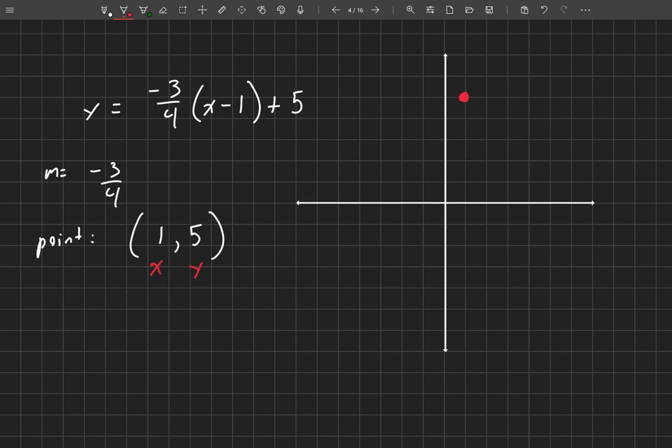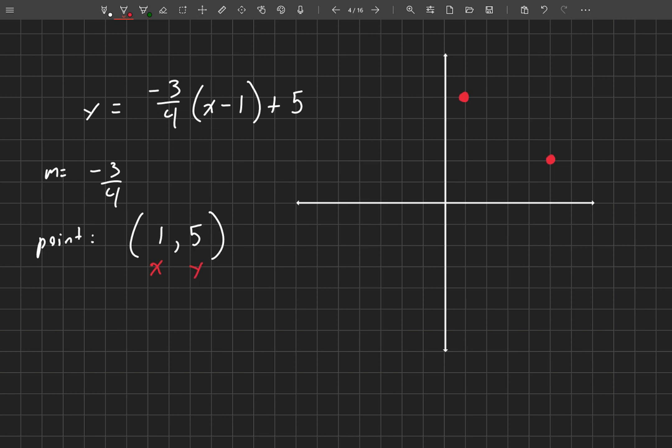So that's where 1, 5 is, and then our slope of -3/4 is going to go down 3 and right 4 from that point. And I'm just going to draw one of them. That should be sufficient for this one. And then you draw your line, and you get your linear function, your graph.